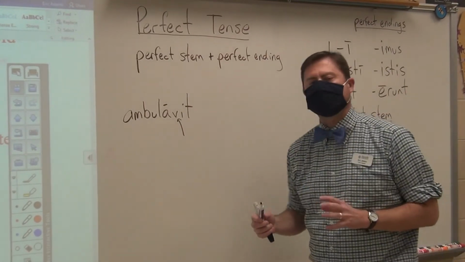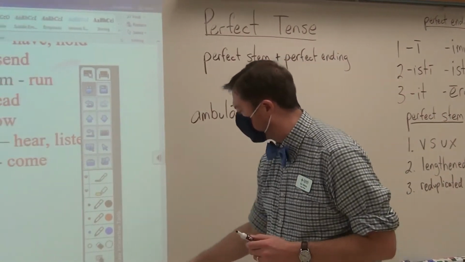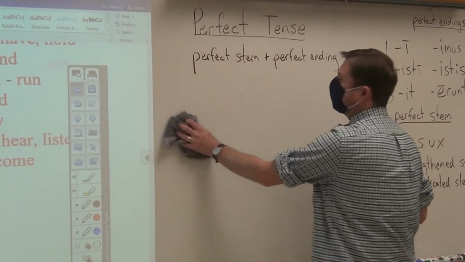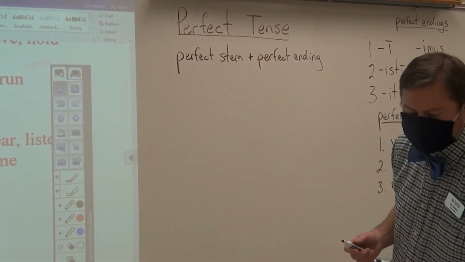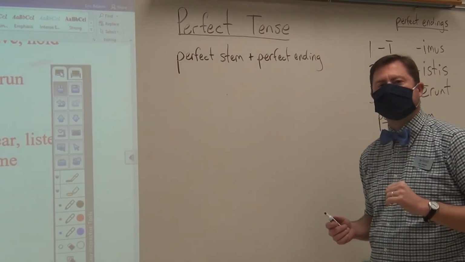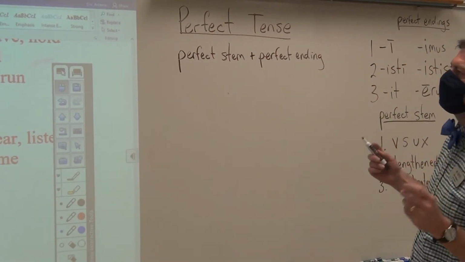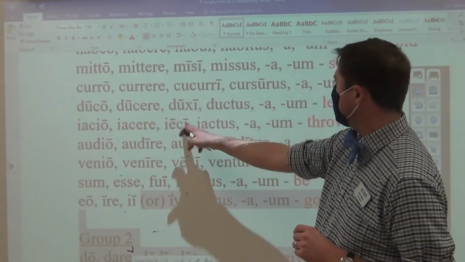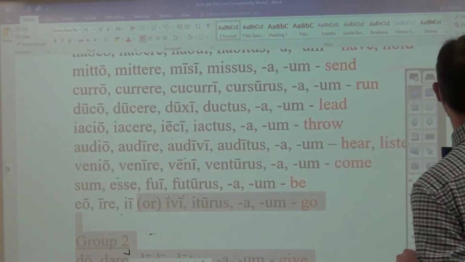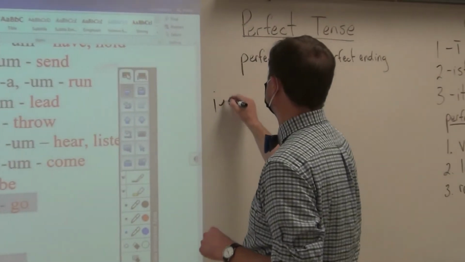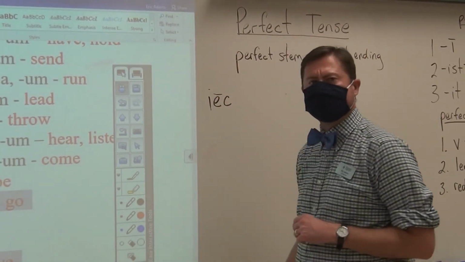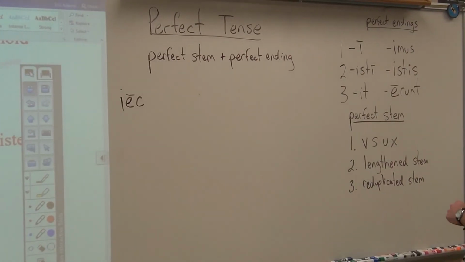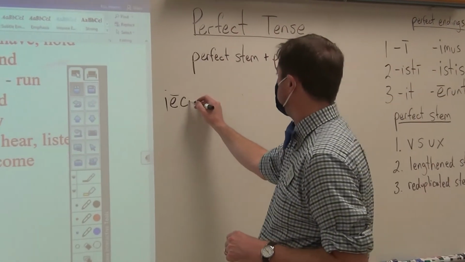So let us talk about how to express into English an action of the past that is completed. There are 3 major ways that you can translate a perfect verb. And let's just pick one at random over here. Let's go with iacio, iacere, ieci, iactus. So here it is. That's my perfect stem that I got from the third principal part. And I can pick any one of these. Let's go with iecerunt.